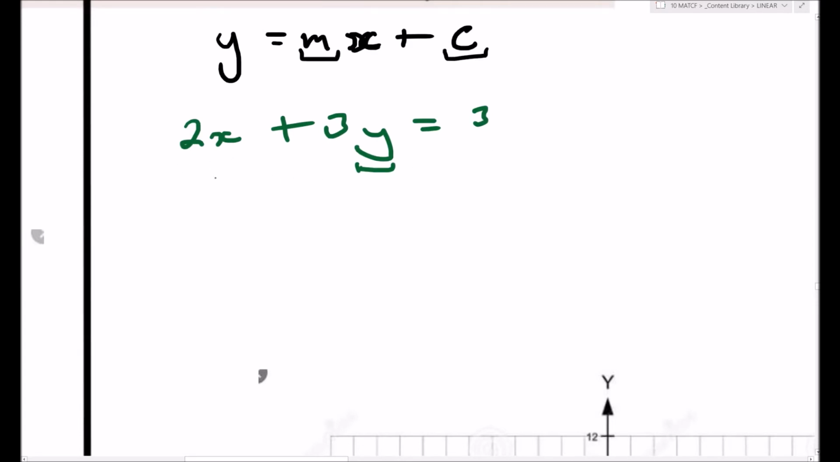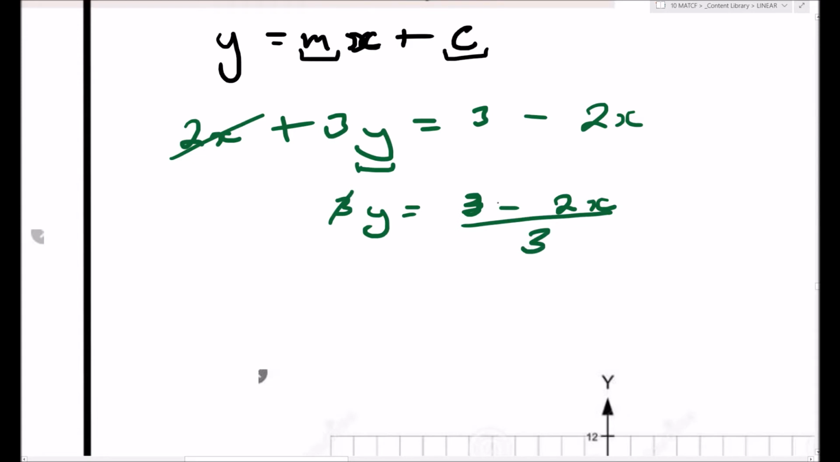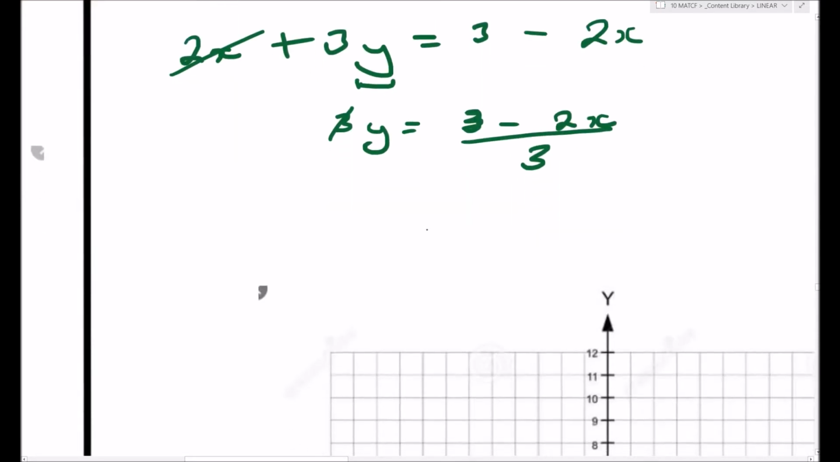So let's start by moving my 2x. Okay, so if I move this positive 2x to the other side, it now becomes -2x. So what you're left with is 3y equals 3 minus the 2x. And the next thing to do is this 3 needs to get moved to the other side. This is 3 times, so when I move it to the other side, it becomes divided by 3. So it's all of this expression divided by 3. So what you're left with is this: y equals 3 minus 2x over 3.